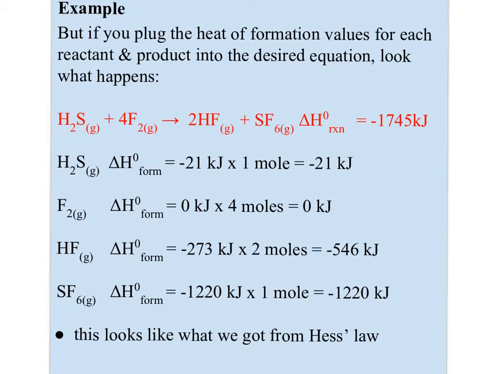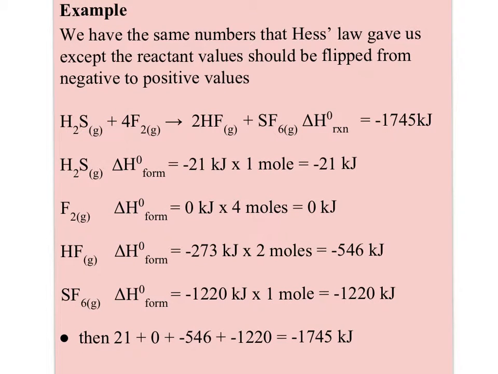The only thing that's different from when we did it using Hess's law is that the negative 21 had to flip to a positive 21, which makes sense because the equation had to be written in the reverse of the formation, and when you flip an equation, you have to flip the sign.